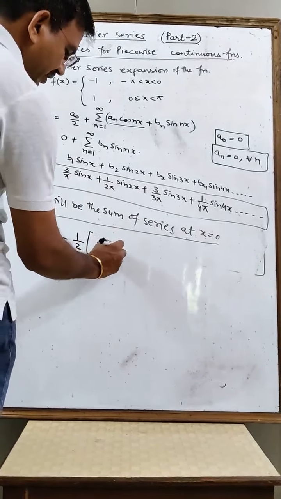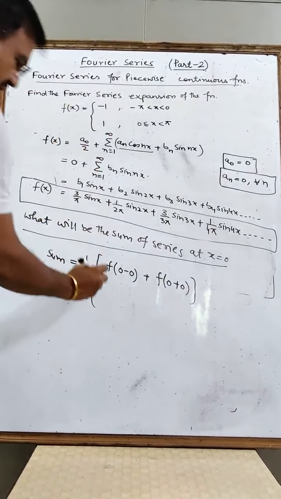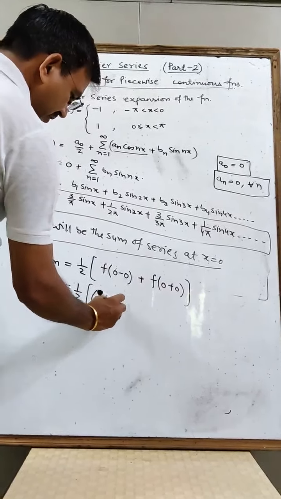And students, you know, here the left hand limit would be minus 1, and here the right hand limit would be plus 1, and that sum will be equal to 0. So the sum of the series at x equal to 0 would be equal to 0.